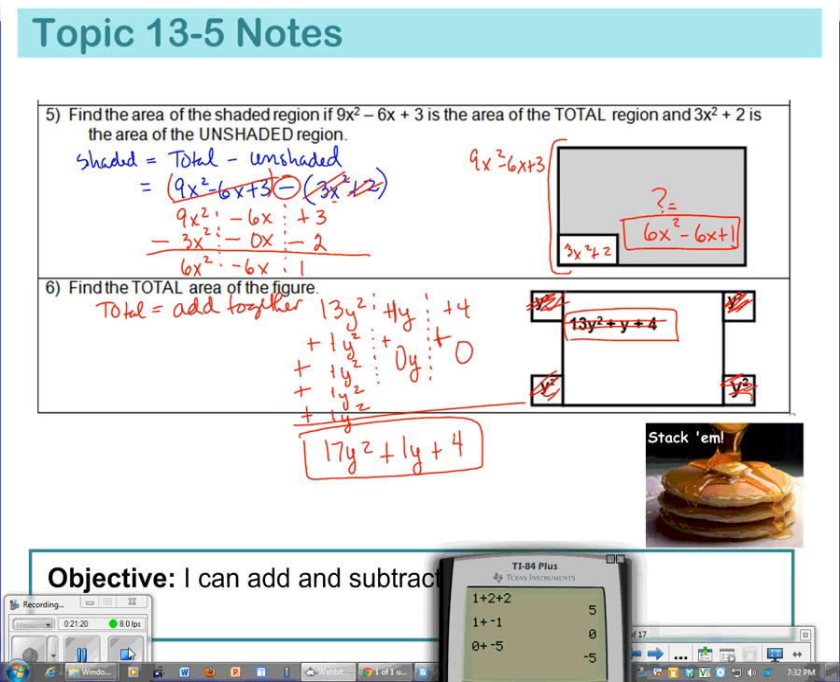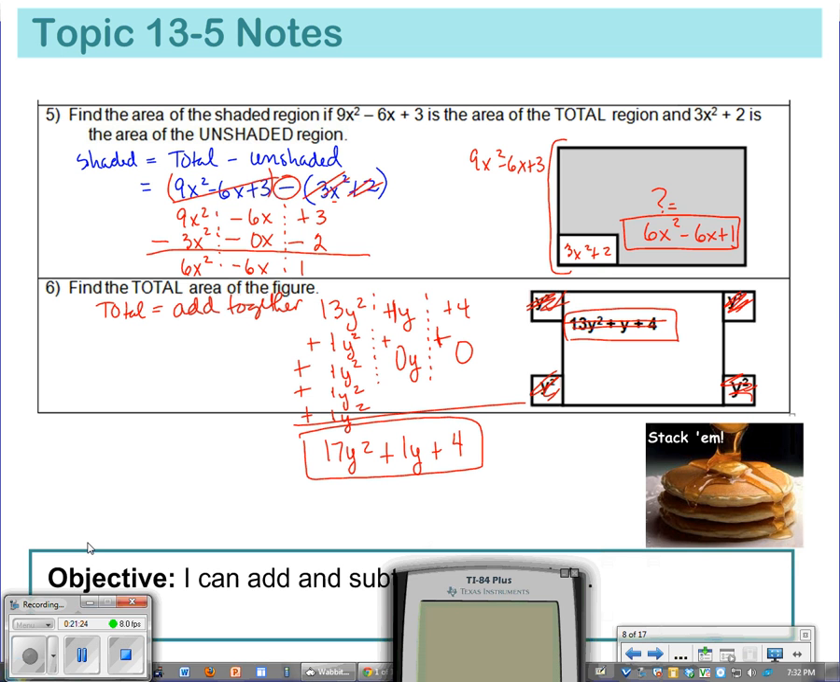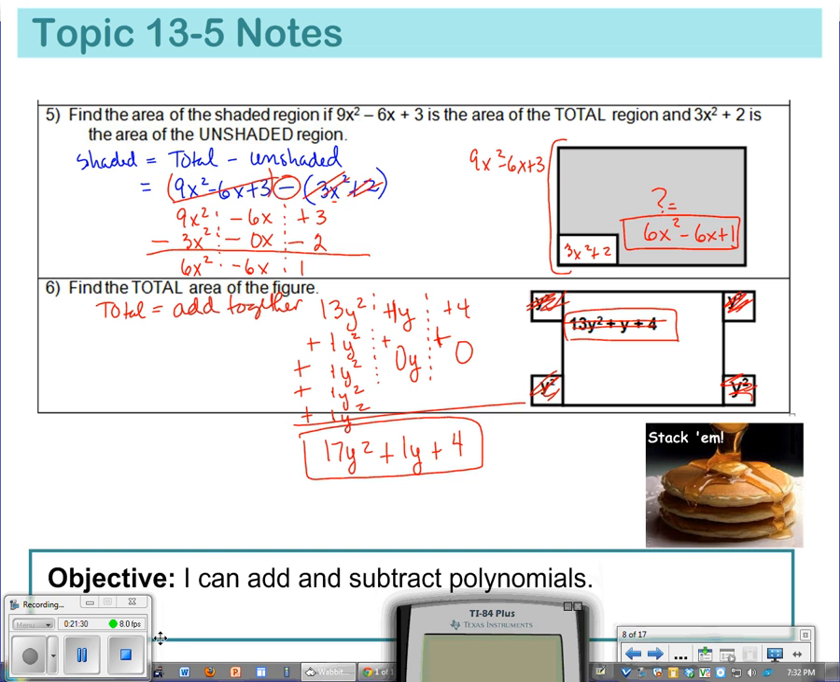What you have seen is the stack 'em up method in order to add polynomials. This concludes the topic of 13-5, where you can now add and subtract polynomials.